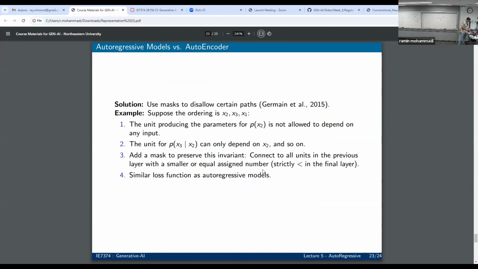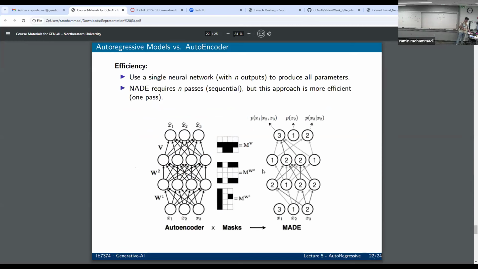All right. So the important thing for a masked autoencoder is that you need to ensure that every unit follows the rules. For example, unit x2 doesn't depend on anything. x3, based on the image, only depends on x2. And you also need to be sure that when you look at the last layer, there's a restriction and you strictly follow the rules. That means there shouldn't be any connection between nodes that are not supposed to see each other. If you can do that, you get a masked autoencoder, and again, you can use it for generation.